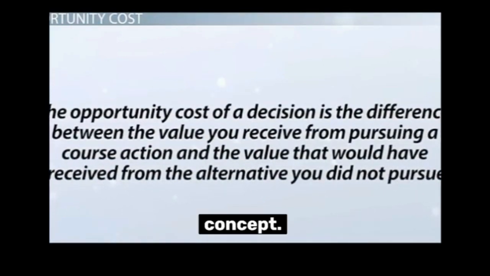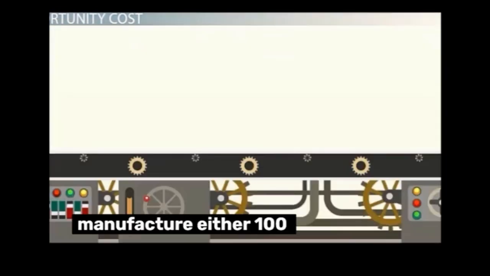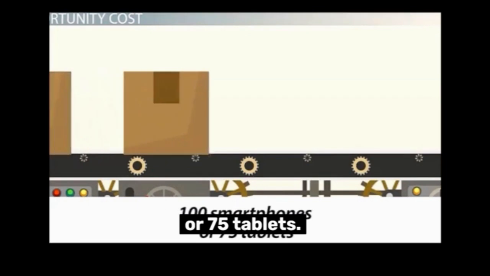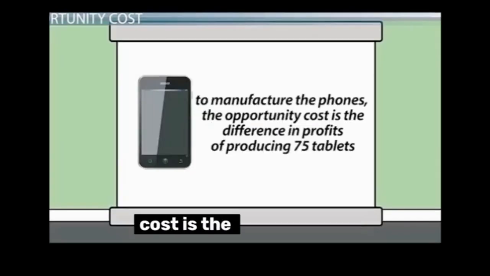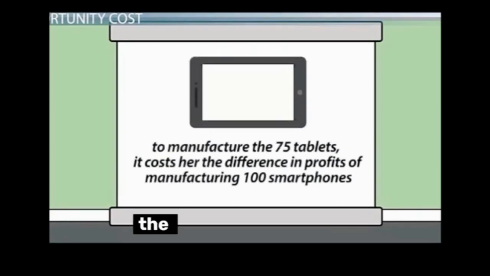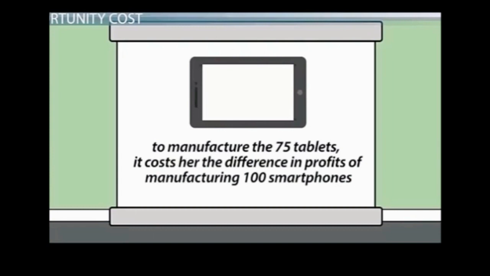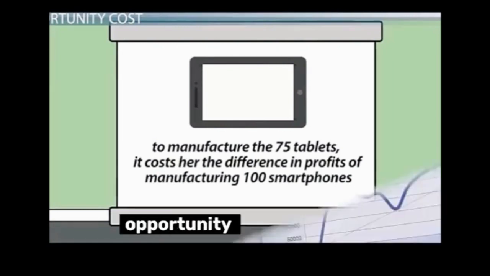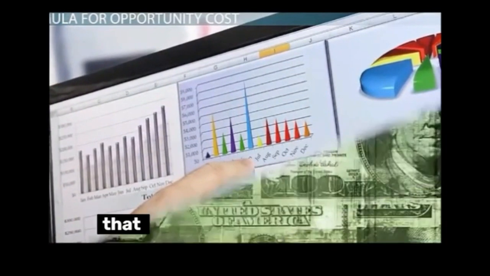Let's look at Lilith's tech company to illustrate the concept. Lilith can use one day to manufacture either 100 smartphones or 75 tablets. If she chooses to manufacture the phones, the opportunity cost is the difference in profits of producing 75 tablets. On the other hand, if she chooses to manufacture the 75 tablets, it costs her the difference in profits of manufacturing 100 smartphones.